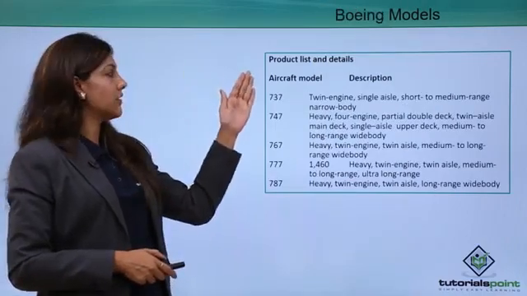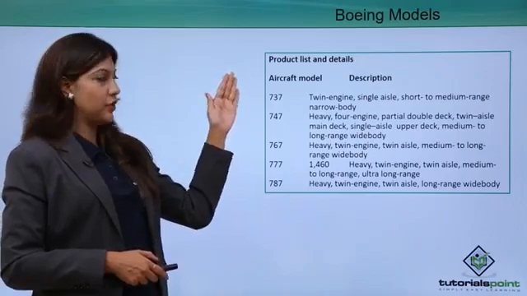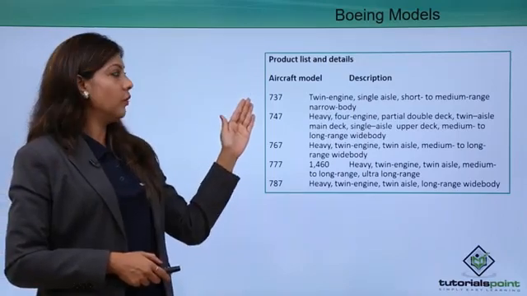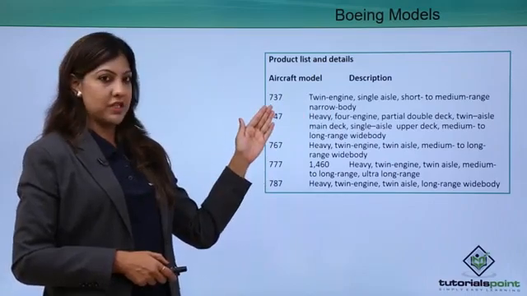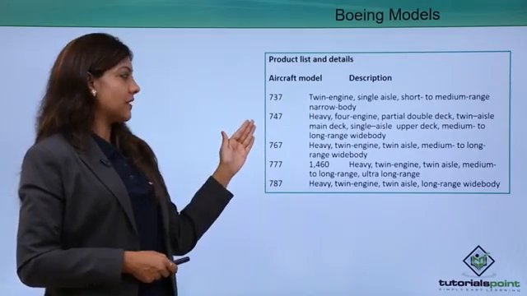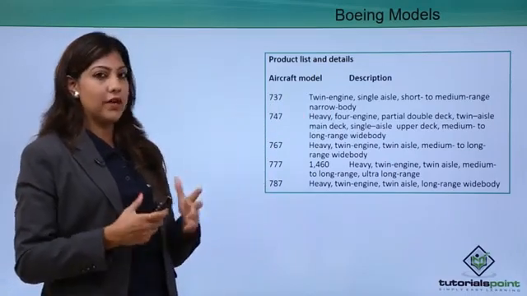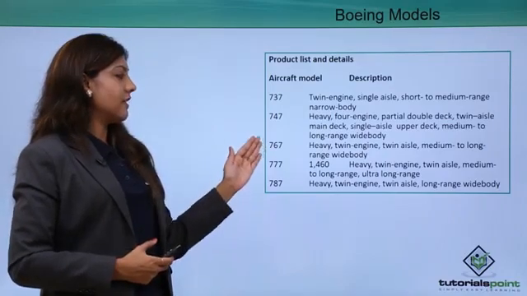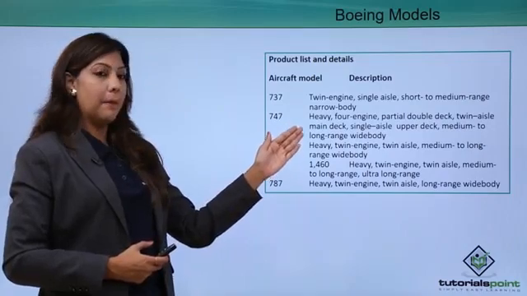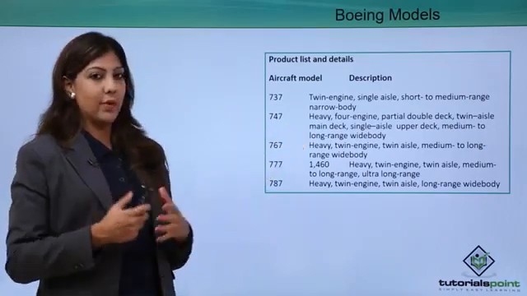So under the Boeing models, we have aircraft types. The Boeing 737 is a twin-engine, single-aisle, short to medium range, narrow body. The Boeing 747 is again a heavy four-engine aircraft. The 767 is a heavy twin-engine, twin-aisle, medium to long range, wide body.